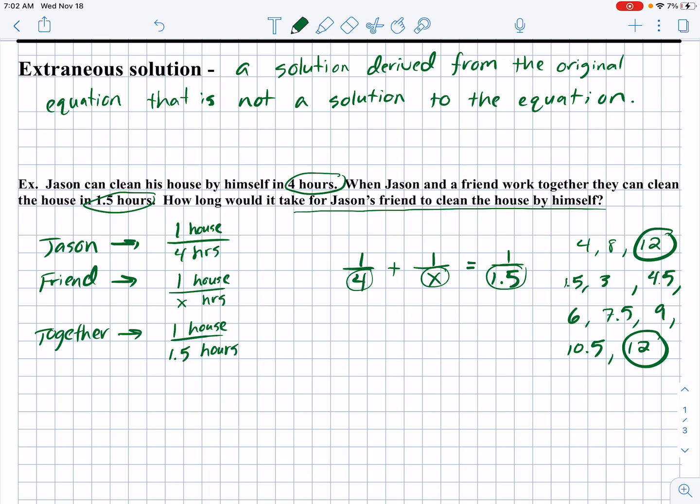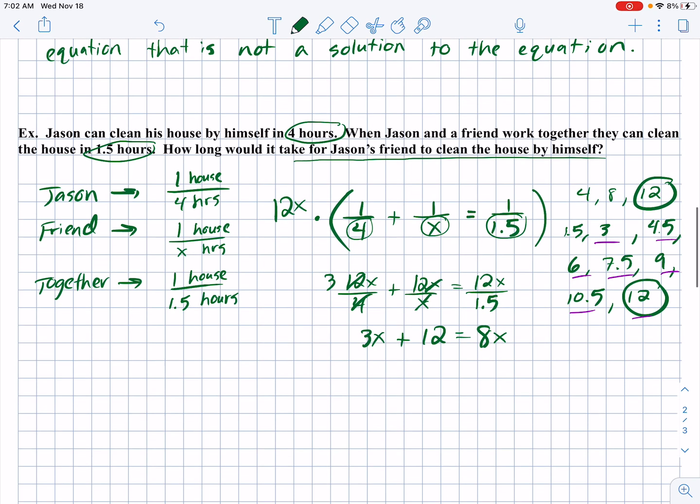So we want to multiply the whole equation by 12x, just like we were doing up above. So we get 12x over 4 plus 12x over x equals 12x over 1.5. You can see here that 1.5 goes into 12 eight times. So we could simplify this to 8x. Here, x goes into x, we're left with 12, and then our 4 goes into our 12 3 times, and we're left with 3x.